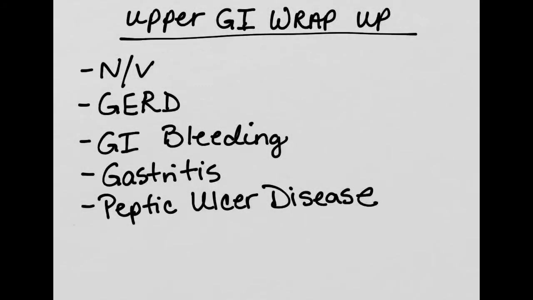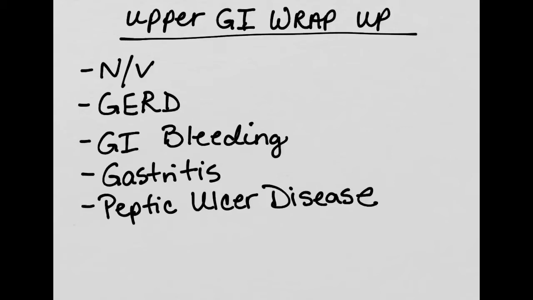Hi everybody, this is Dr. Peters and I'm going to be doing the upper GI wrap-up. I'll be talking about nausea, vomiting, GERD, meaning gastroesophageal reflux disease, GI bleeding, gastritis, and peptic ulcer disease.